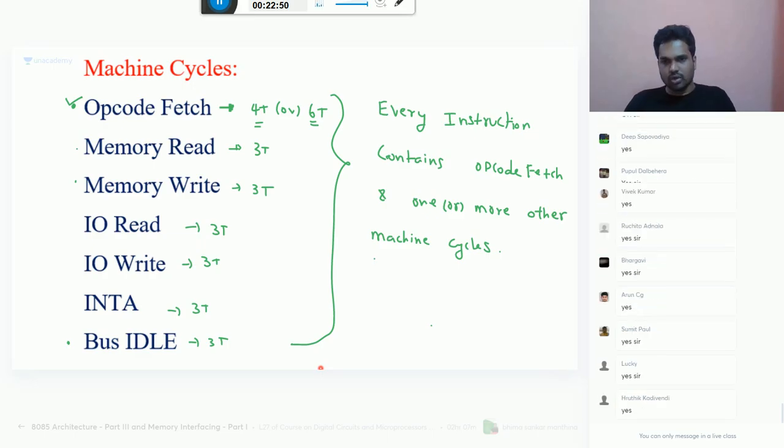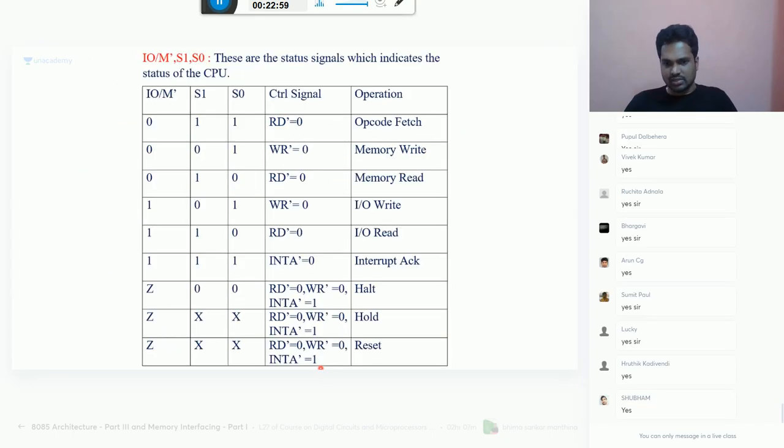Let me give you one table which we discussed in the last lecture for reference. This table is there. Already we discussed it yesterday. I'm not going through it now.